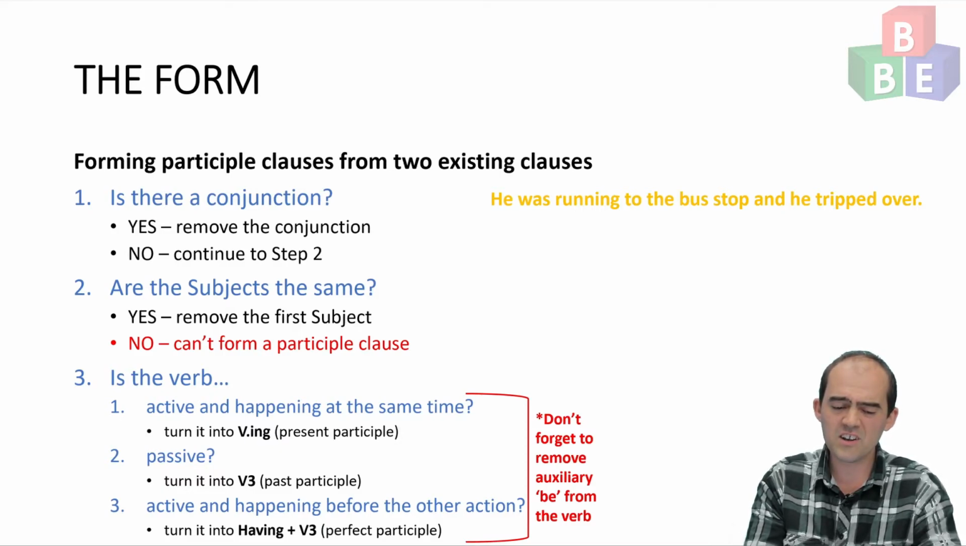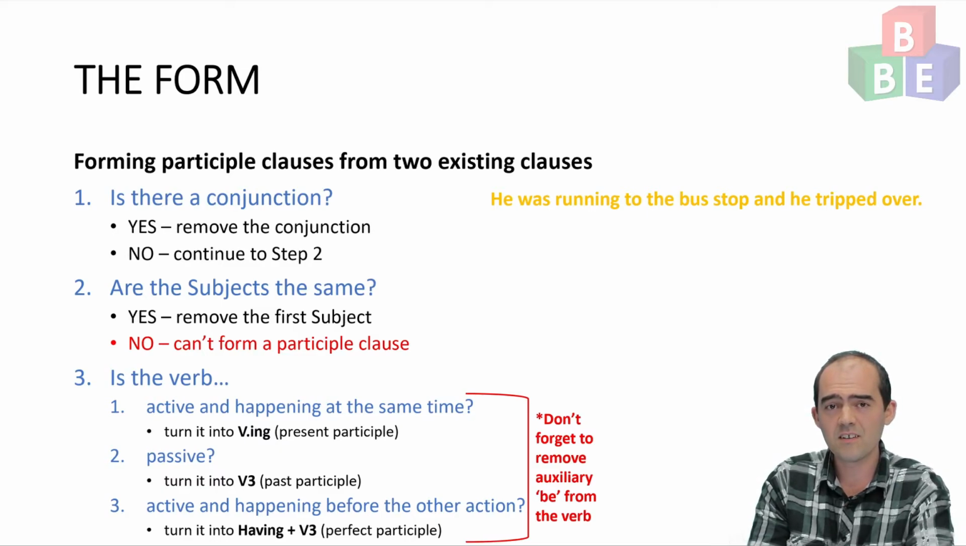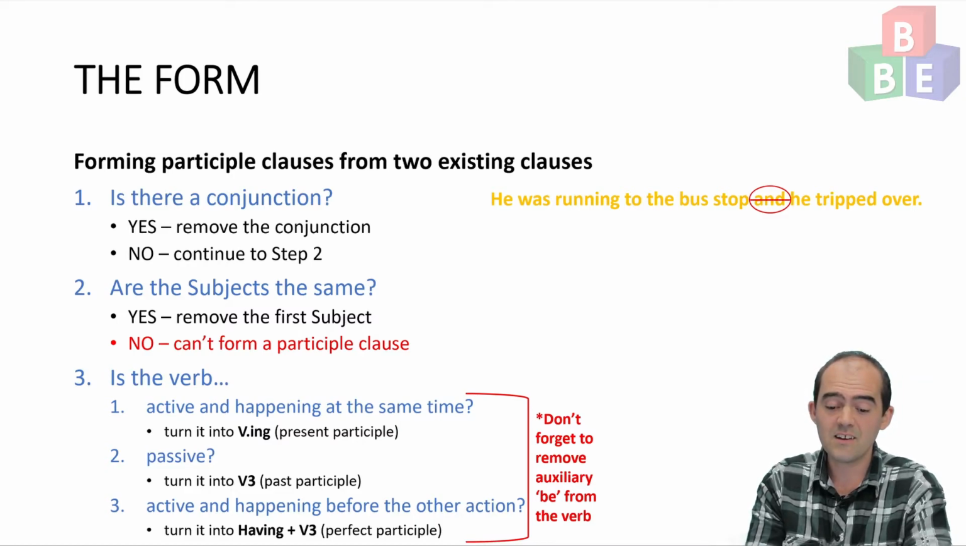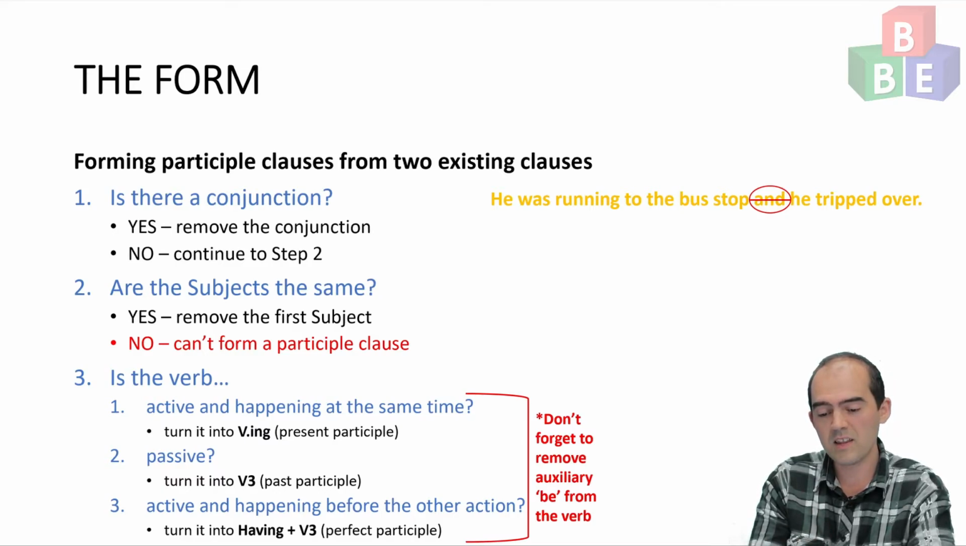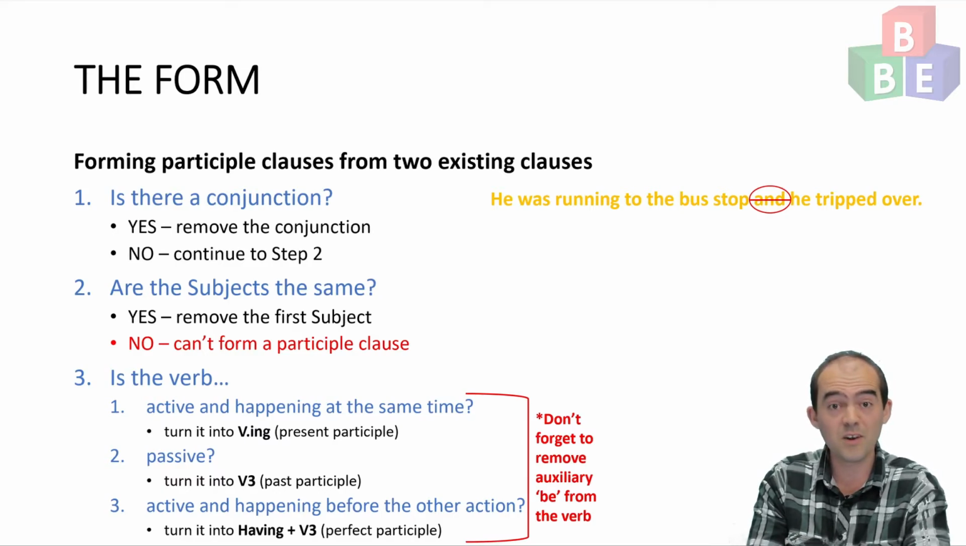Firstly, is there a conjunction in this sentence? Yes, we have the conjunction and, so we can remove this. Secondly, are the subjects the same? We have he was running and then we have he tripped over. The subjects are the same, so I can remove the first he.